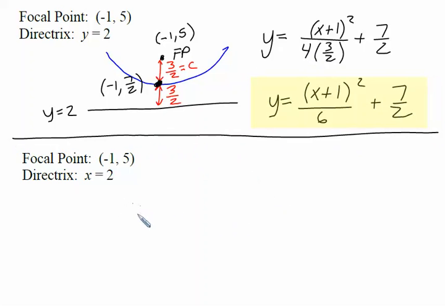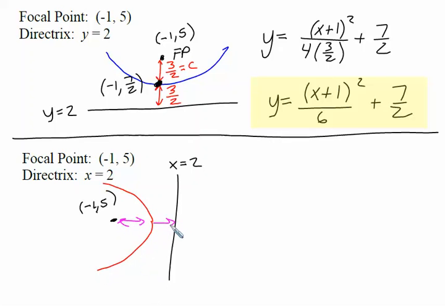Now this one we change it up a little bit. Our focal point is still at negative 1, 5, but now our directrix is at x equals 2. That's a vertical line. This parabola has to again draw in around the focal point, and now to determine the value of c here, we're going to have to figure out what's happening. From negative 1 over to 2 is 3, and we're splitting it in half. So again, this should be 3 halves for the c. We need to identify the vertex. 3 halves away from negative 1 is going to be 1 half. So our vertex should be at 1 half, 5.